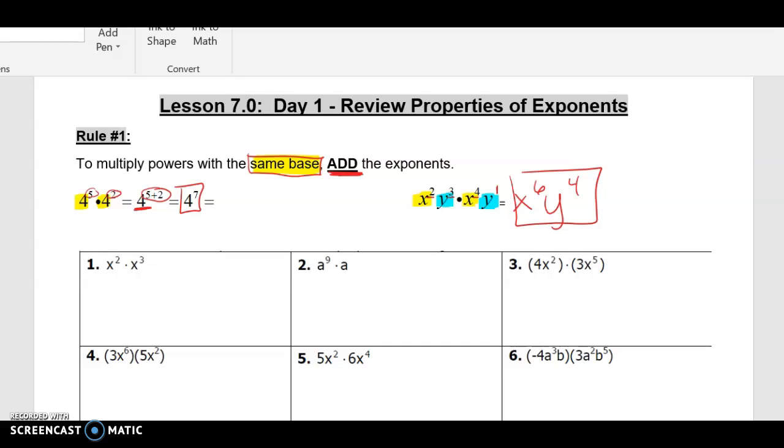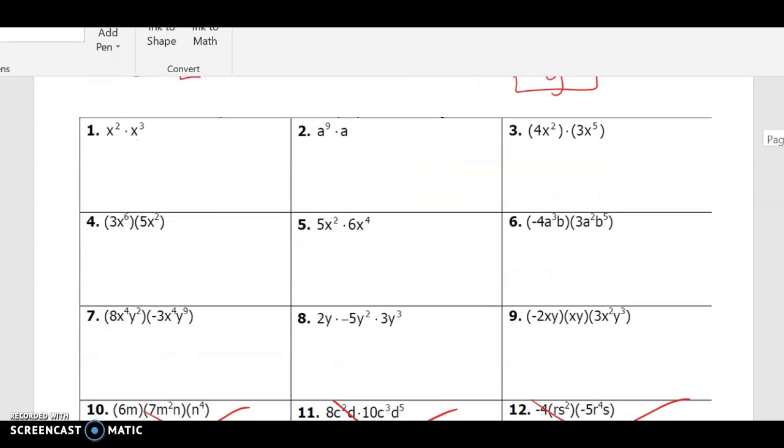I'm going to go through a bunch of practice problems just so you guys can see the process, and then I'm going to have you do a Google form. For number 1, I have an x squared times x to the 3rd. So I add my two exponents, and I get x to the 5th. Nice and easy. For number 2, my base is a, so I have an a to the 9th times a, and once again, even though it's not written, we can assume it's a 1.